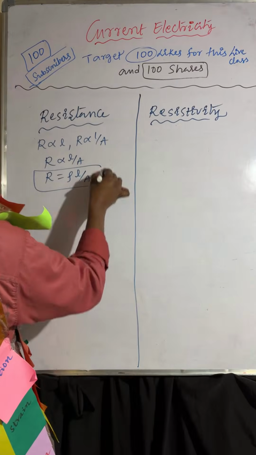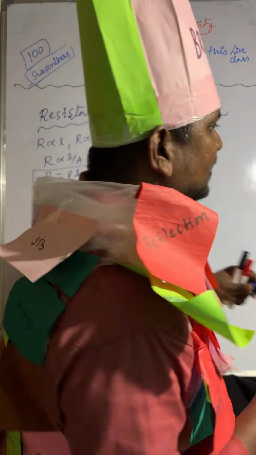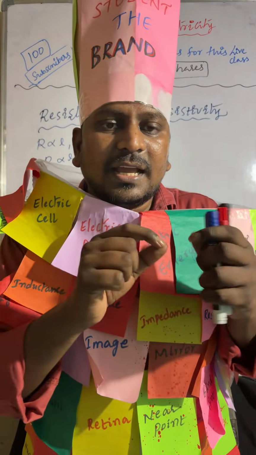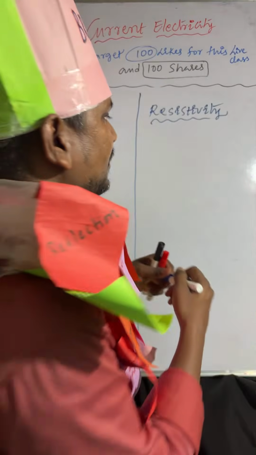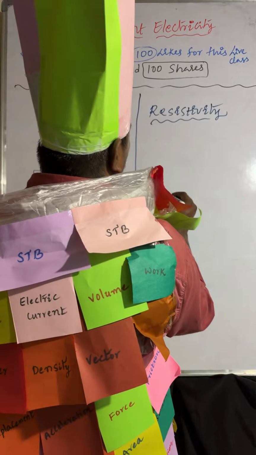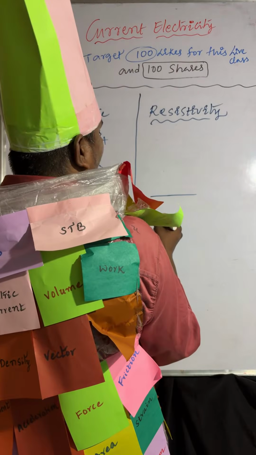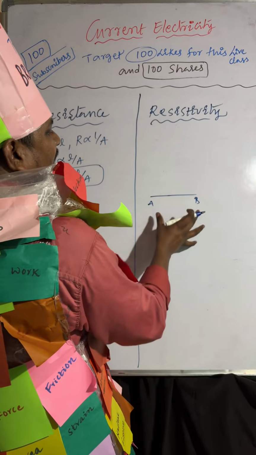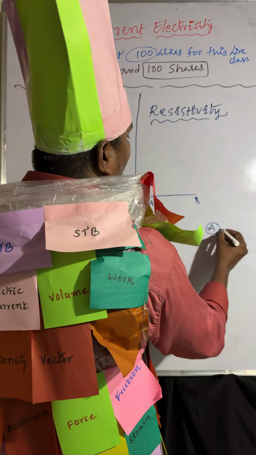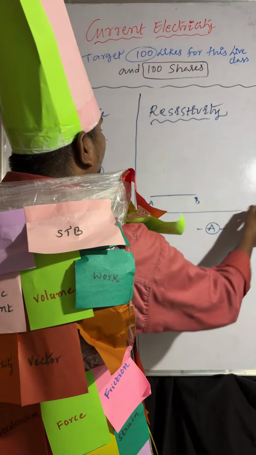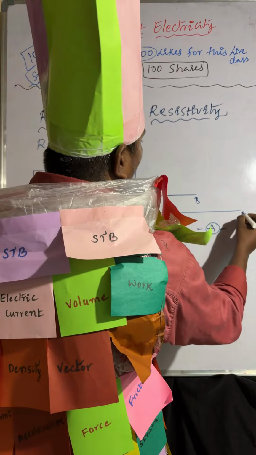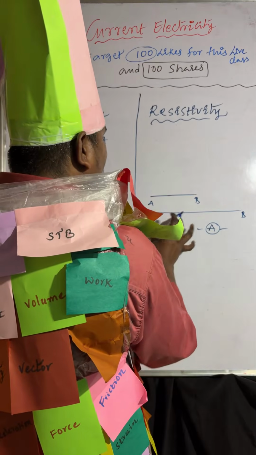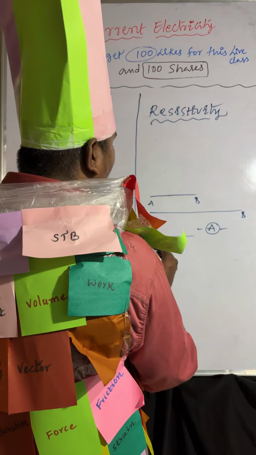So here you can observe there is one activity. Take a nichrome wire. This is a nichrome wire. You connect it to the circuit and identify the ammeter reading. Then take double the length of the nichrome wire and observe the ammeter reading. And take the same wire with the area of the cross section doubled.